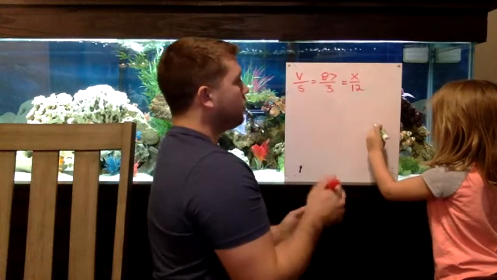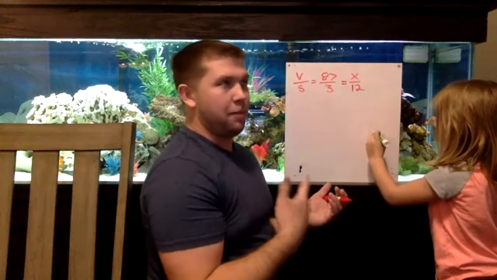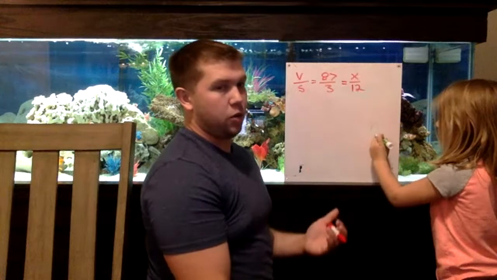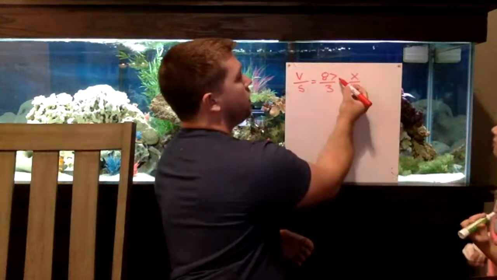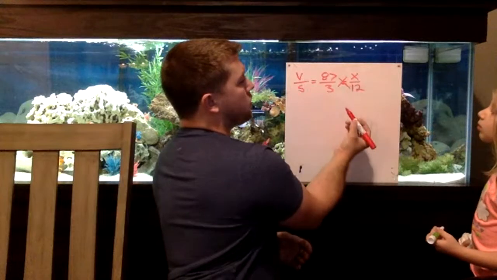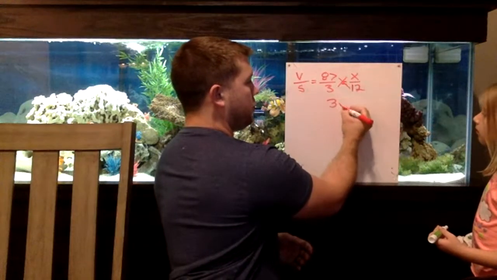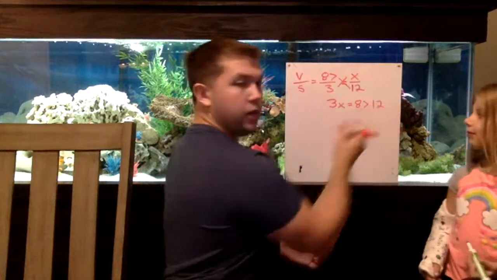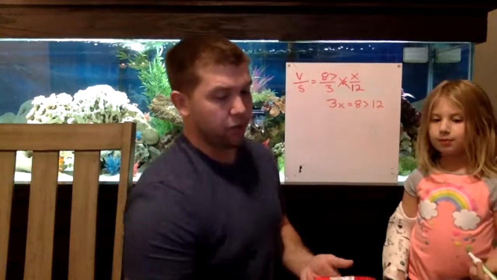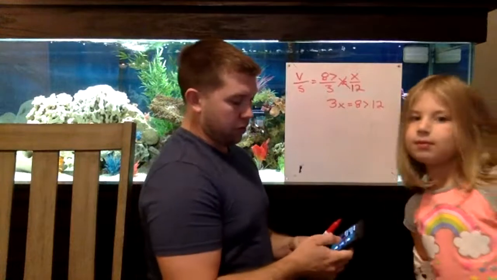So the only way for me to do, well, not the only way, but one of the ways to do this, and the method that you've been taught, is to cross multiply. Okay, watch out, so people can see. Okay, so I'm going to cross multiply these numbers, and I'm going to set them equal to each other. 3x is going to equal 87 times 12, okay? And remember, on your test, you can use a calculator. So I'm going to use a calculator to do that, okay?